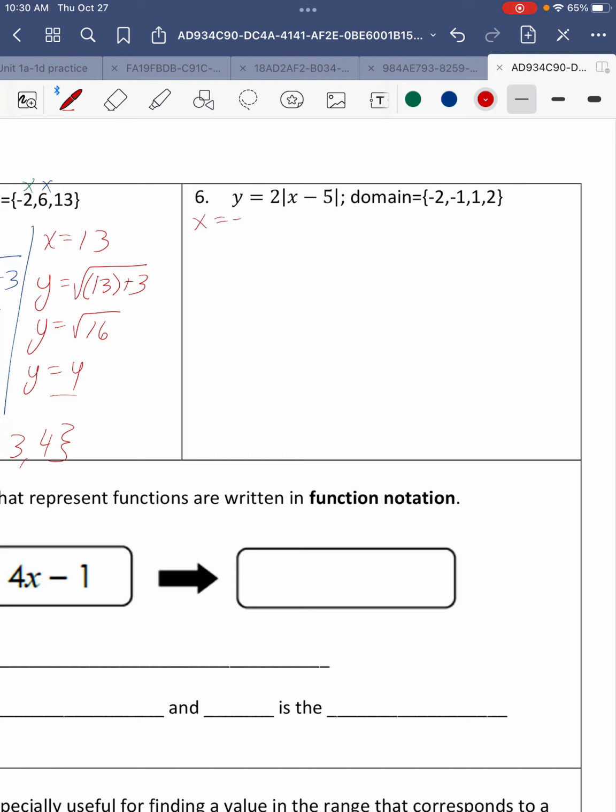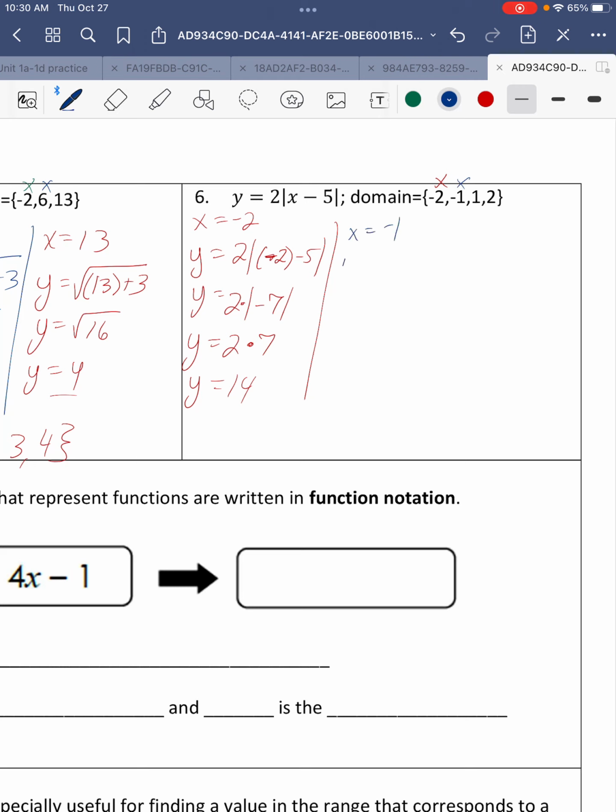All right, next domain, we have x equals negative 2. Substitute it in. Negative 2 minus 5. Negative 2 minus 5 is negative 7. Absolute value of negative 7 is 7. And it's multiplied, so 2 times 7 is 14.